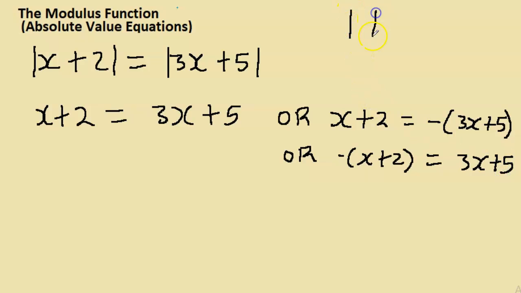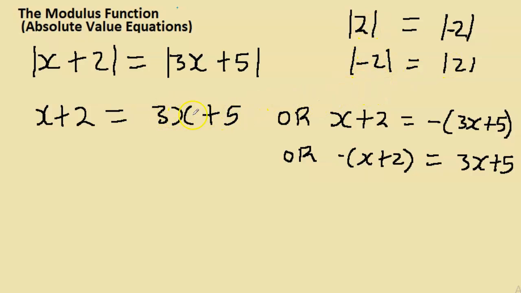Think about it like this. Suppose I have a modulus sign, and let's say in here you have 2. Then for the left hand side to be equal to the right hand side, this would have to be 2 also, or this would have to be minus 2. Or vice versa, minus 2 here and then modulus of 2 there. Either way, both sides would be equal to 2.